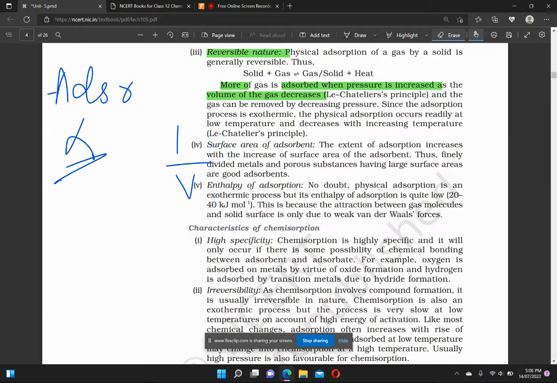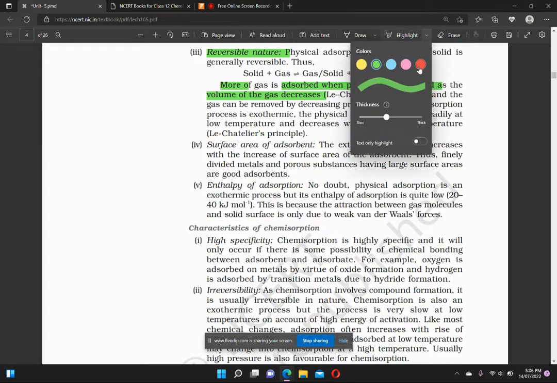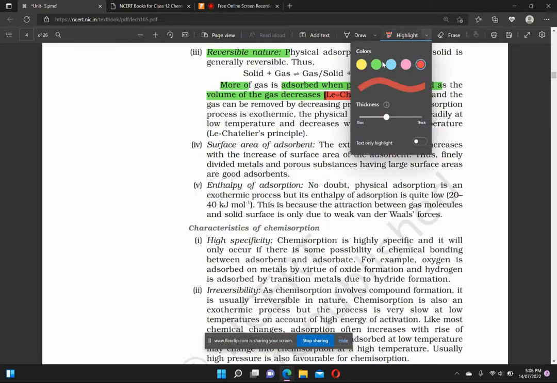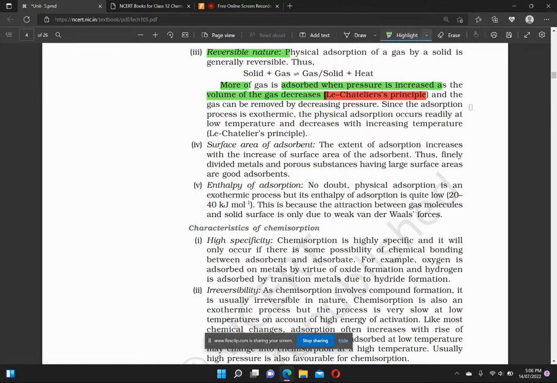So you need to just remember this stuff. Here they mention Le Chatelier's principle. I'll just underline this for you. This is Le Chatelier's principle. All right, now next. And the gas can be removed by decreasing pressure. Of course, the gas can be removed by decreasing pressure.